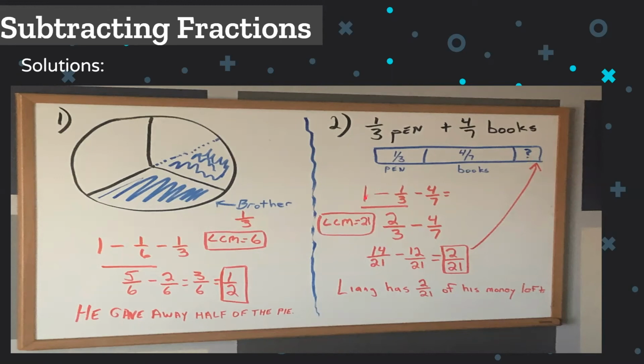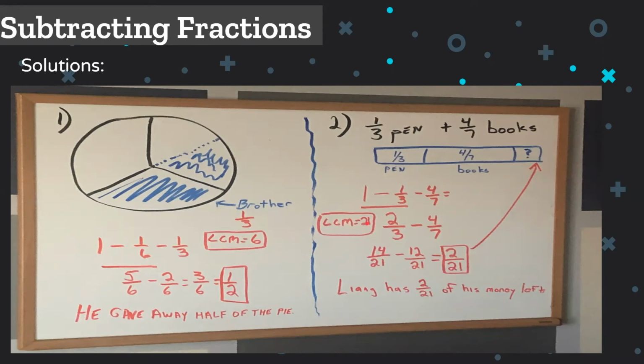So again, our whole is 1. That's the total amount he had. We're going to subtract 1/3, the amount spent on the pen, and then we're going to subtract 4/7. We're taking all of this away from the whole because we want to see what this last piece is. So now we can notice that our lowest common multiple, doing this mathematically, is going to be 21. But our first step, we can subtract 1/3 from 1, and that changes our expression to 2/3 minus 4/7. Okay, that should make our life a little easier.